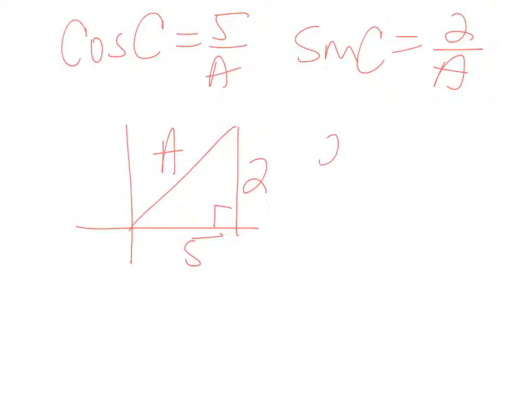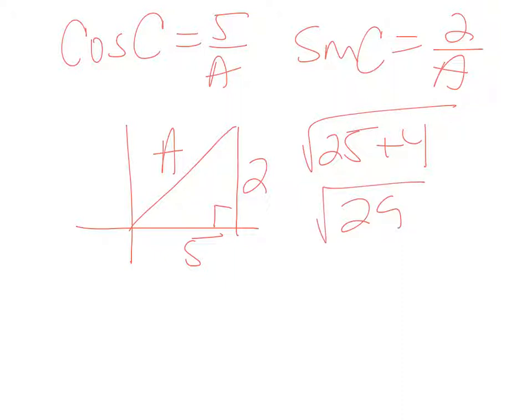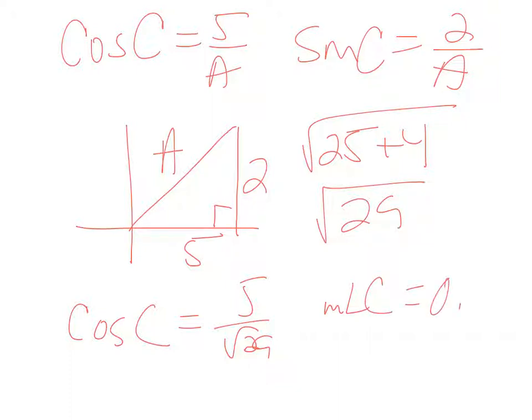If we apply the Pythagorean theorem, I get 25 plus 4, and I take the square root, I get the square root of 29. And then I can find the arc cosine of 5 over the square root of 29. When you do that, you get that the measure of angle C equals 0.381. So that gives me a final answer of the square root of 29 times the sine of 3x plus 0.381.